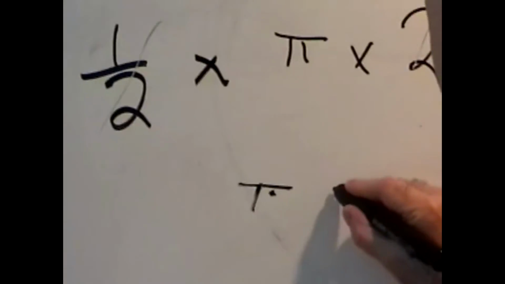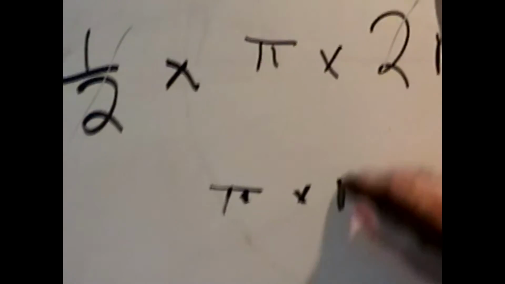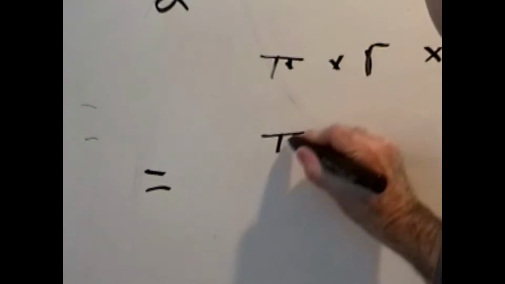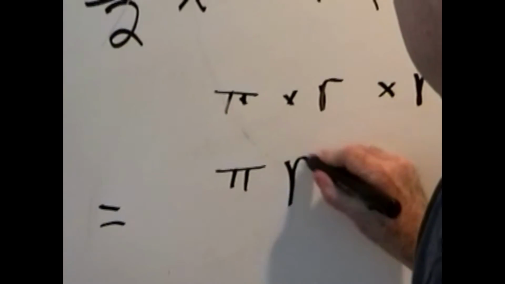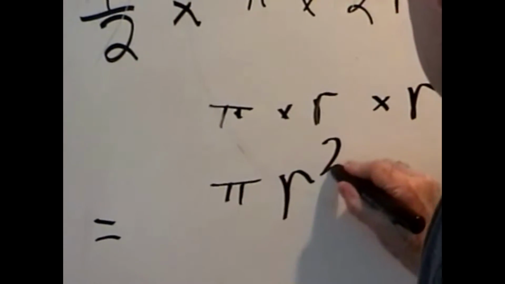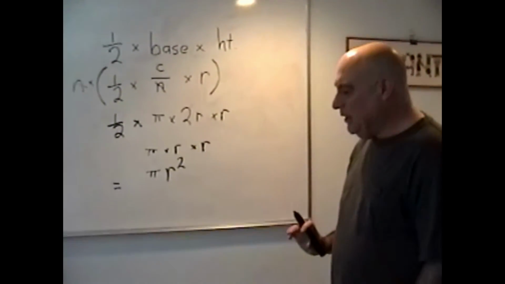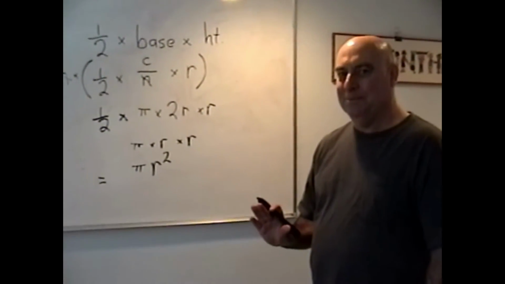So this is going to equal pi times r equals pi r squared. You've seen this formula in books. Now maybe you've got a better feel for why it works.